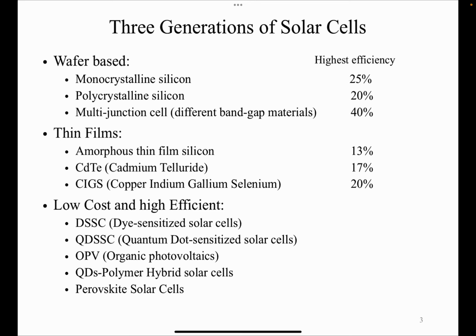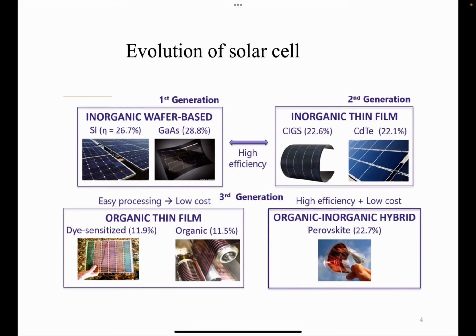For that, we went to the dye synthesized solar cell, quantum dot synthesized solar cell, organic photovoltaics, and polymer hybrid solar cells. In the new generation, we have perovskite tandem solar cells. If we see the evolution of solar cell, in the first generation we have inorganic wafer based, that is silicon, with efficiency of 26.7%. Second generation we have inorganic thin films, that is cadmium telluride.